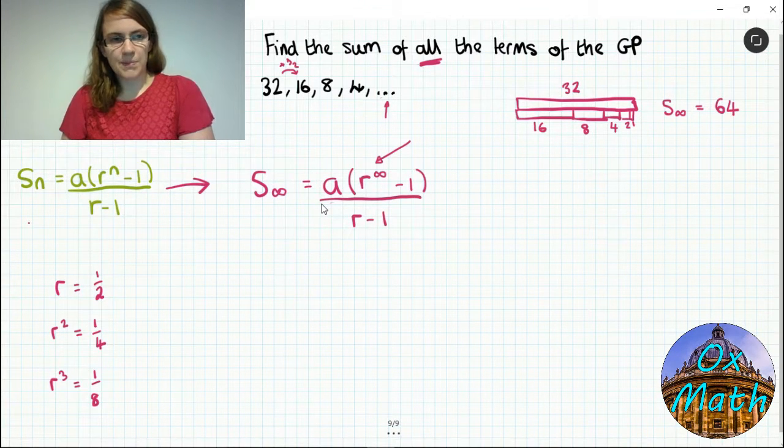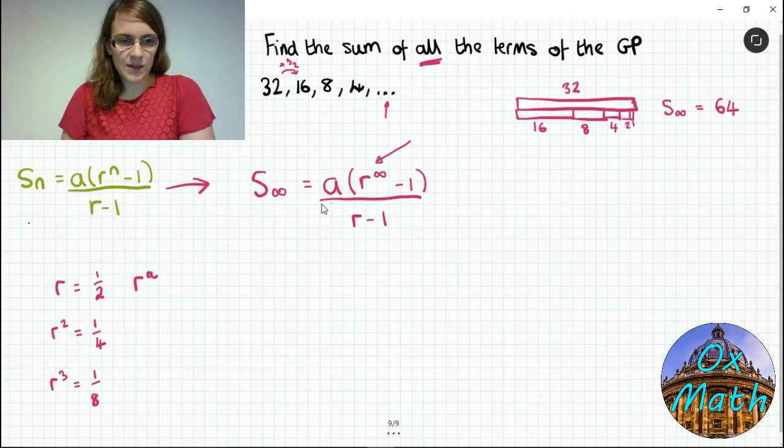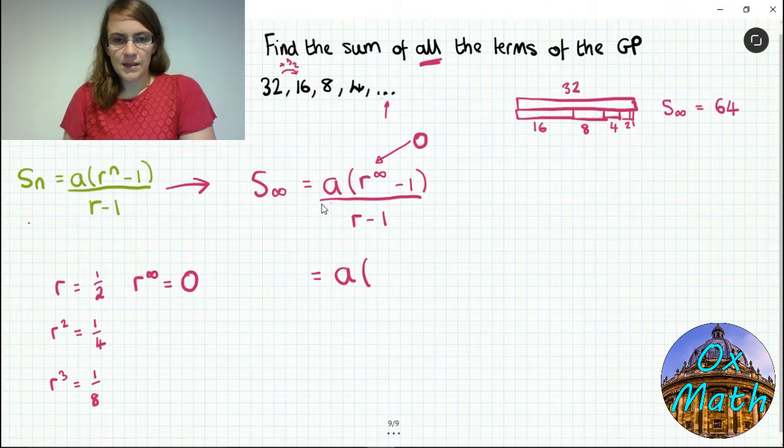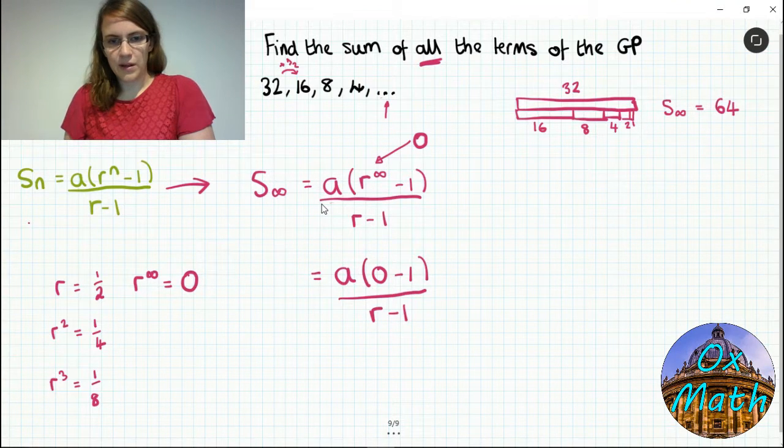If we multiplied it by a half an infinite number of times, it would get so small that it is practically 0. So we can assume if our ratio is less than 1, then our ratio to the power of infinity will get so small that we can assume it is 0. So in our formula up here, r to the power infinity, we can actually assume to be 0. So we end up with a times 0 minus 1 over r minus 1, which just simplifies down to minus a over r minus 1.